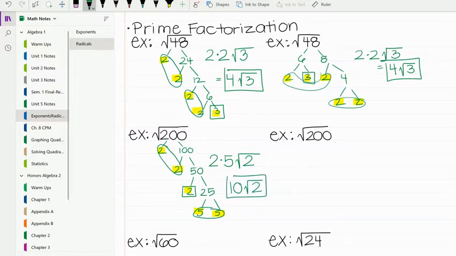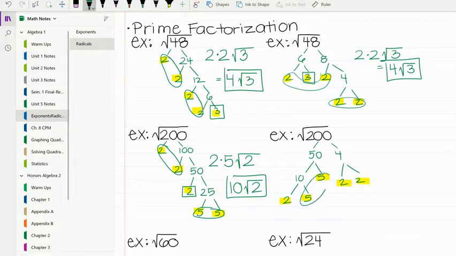Okay, now let's try it a different way. What if I think I'm going to use 50 times 4? So 50 I can branch into 10 times 5. And then 5 is prime, so we're stuck, but 10 I can do 2 times 5. And then 4 I can do 2 times 2, and then we're stuck. So I have 2, 5, 5, 2, 2. So those are all prime numbers.